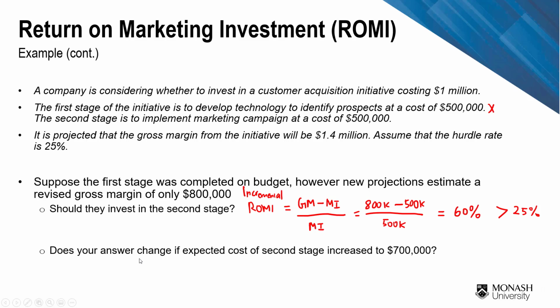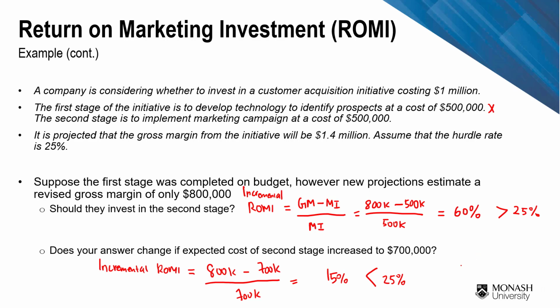And does your answer change if the cost is increased to 700,000? Let's see. So incremental ROMI equals 800K minus 700K, divided by 700K. That's going to be about 15%. Now 15% is lower than our hurdle rate of 25%, so this is going to be not funded. The previous one is going to be funded.